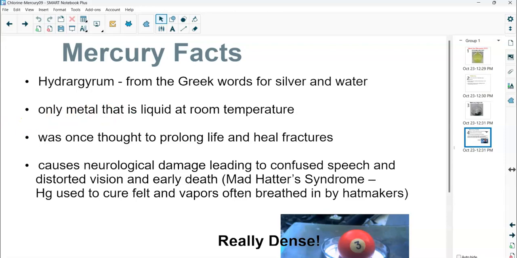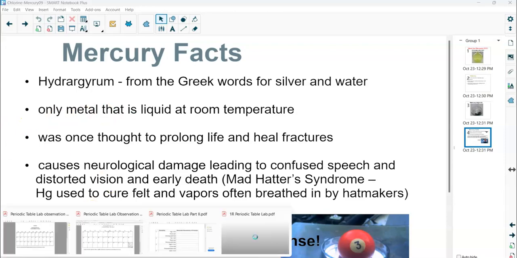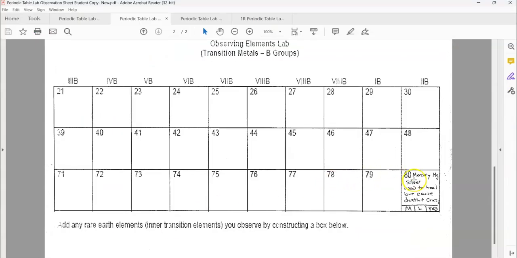So on my periodic table, what I wrote was as follows. Mercury, Hg, it's silver. It was used to heal, but it caused death and made people go crazy. It is a metal. It is a liquid. And yes, it has a luster. So I kept the same little code so I could get everything put into the boxes. And then that's what you're doing today.